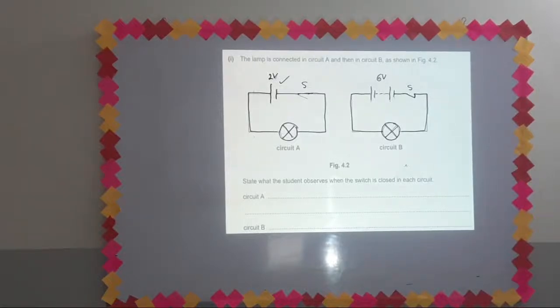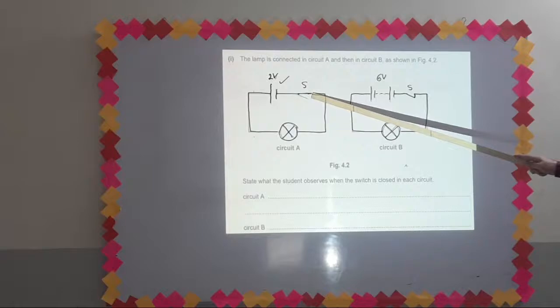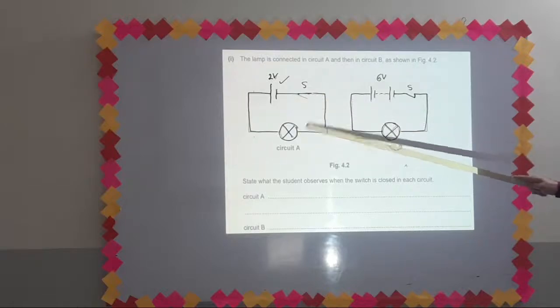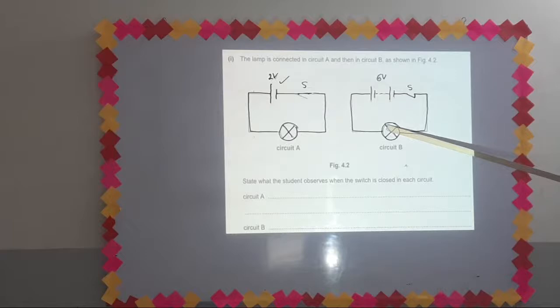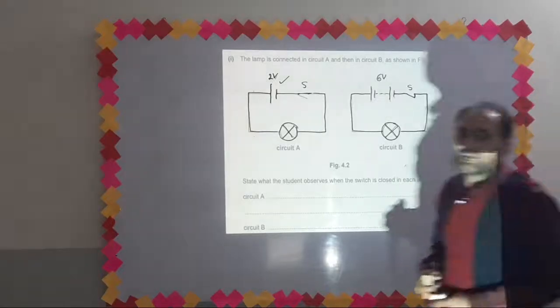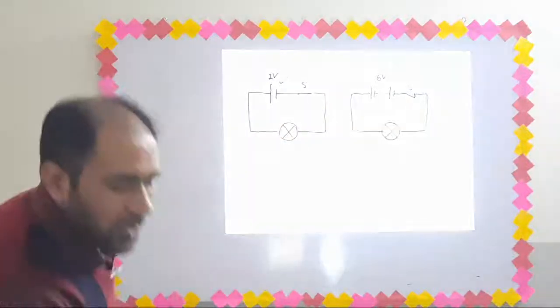If I have closed the switch, I have completed the path for the flow of current. What will happen with this bulb and what will happen with this bulb? Both of these bulbs will glow. Both of these bulbs will be on.